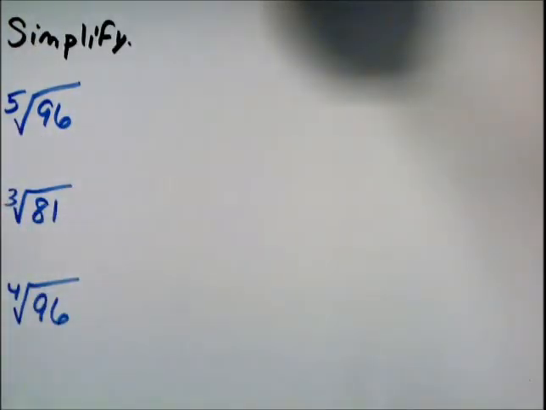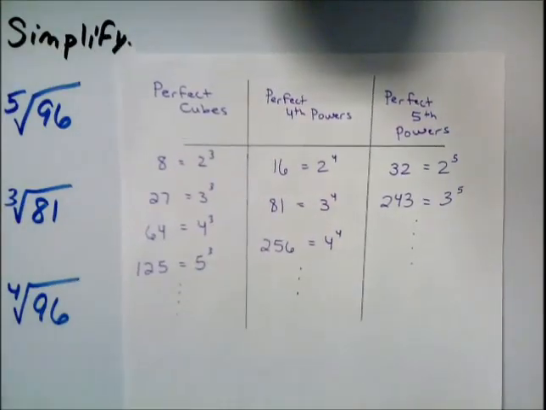Here we're going to look at simplifying, but instead of square roots, we have a fifth root, a third root, and a fourth root. It works the exact same way as square roots when you say, hey, do I have any factors that are perfect squares? Except here, you want to say, do I have any factors that are perfect fifths? Now, perfect squares we're probably more familiar with off the top of our head, like 9, 16, etc.